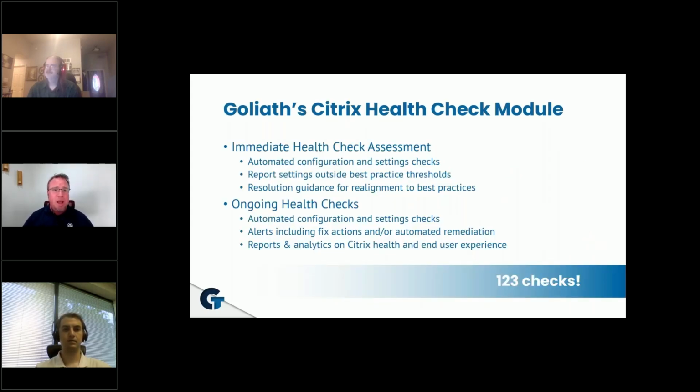So what we're going to show you today and what we're going to talk about today is how you can get an automated health check. So it's an immediate health check assessment, automatically looking for configurations, settings, anything that might be outside of Citrix best practices. Then you'll receive reports on those settings that are outside of best practice thresholds, which include resolution guidance so that you can get back into compliance. And we're going to show you exactly what that looks like. But you'll deploy these checks in just a few minutes.